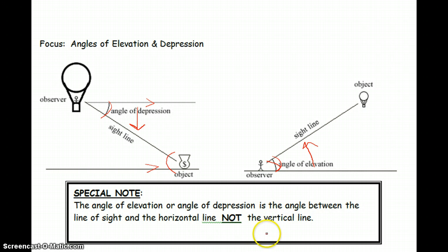A special note is that the angle of elevation or angle of depression is the angle between the line of sight and the horizontal line. It is not that vertical line itself. Let's set up an example on our next slide.